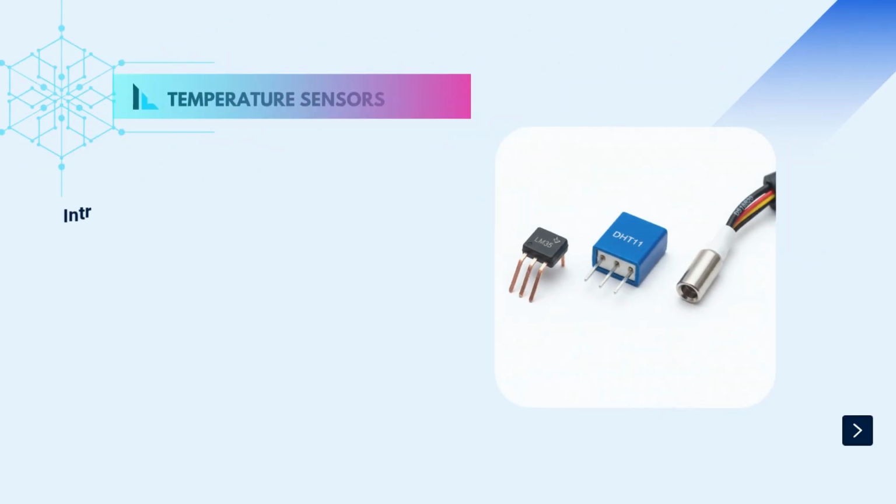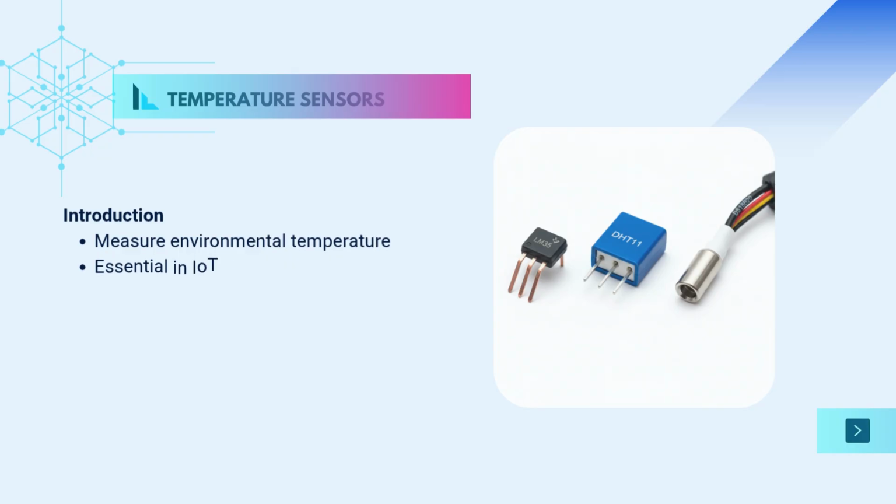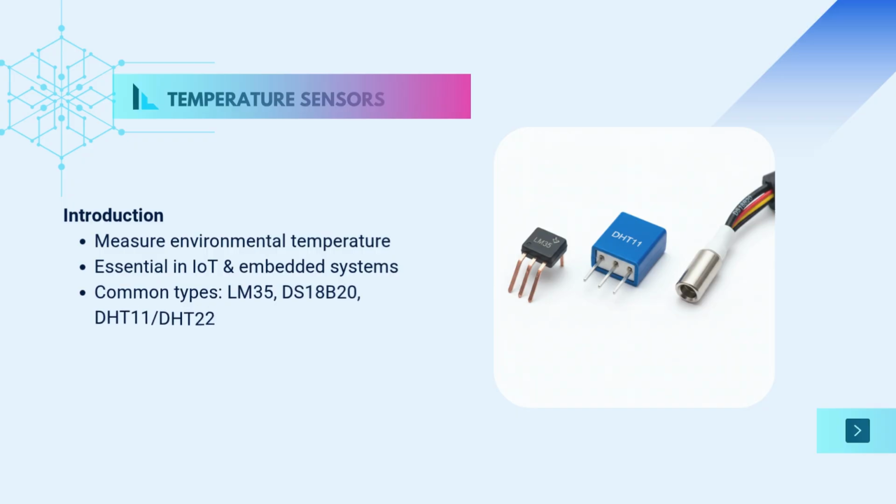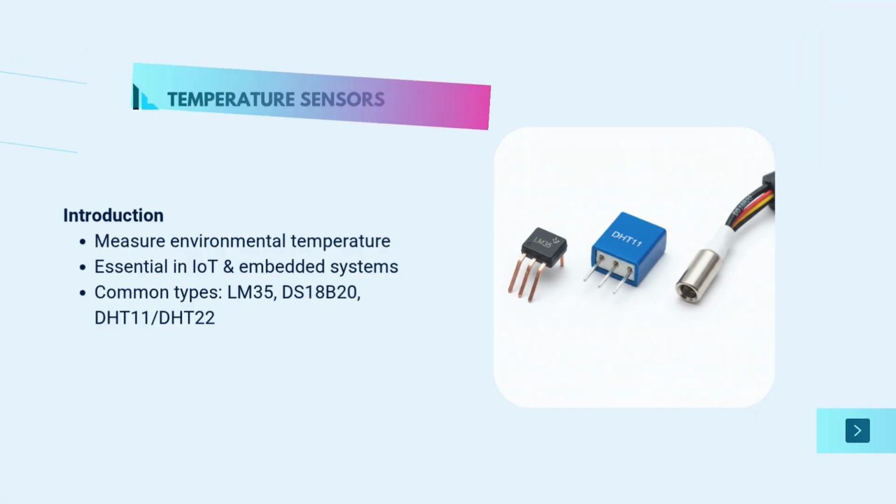Now let's talk about temperature sensors. Some of the most popular ones are LM35, a simple analog sensor; DS18B20, a digital one-wire sensor; and DHT11 or DHT22, which measure both temperature and humidity. Let's take the LM35 first.